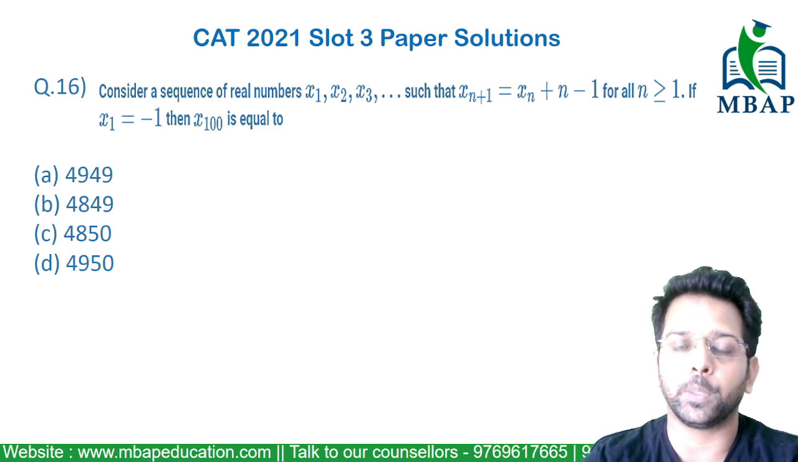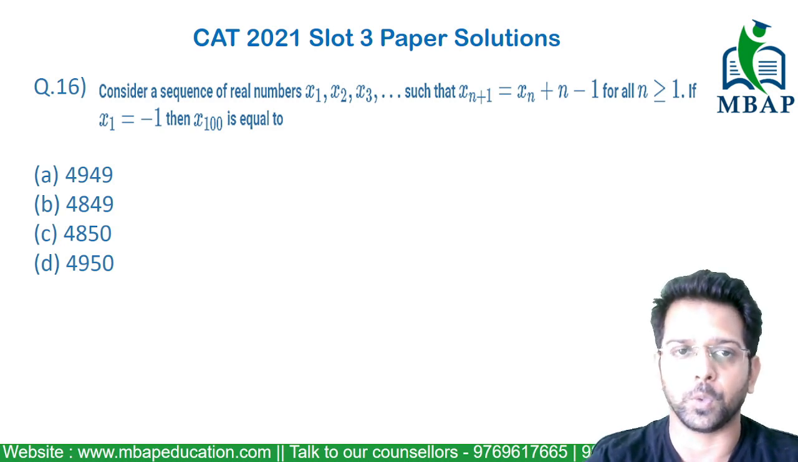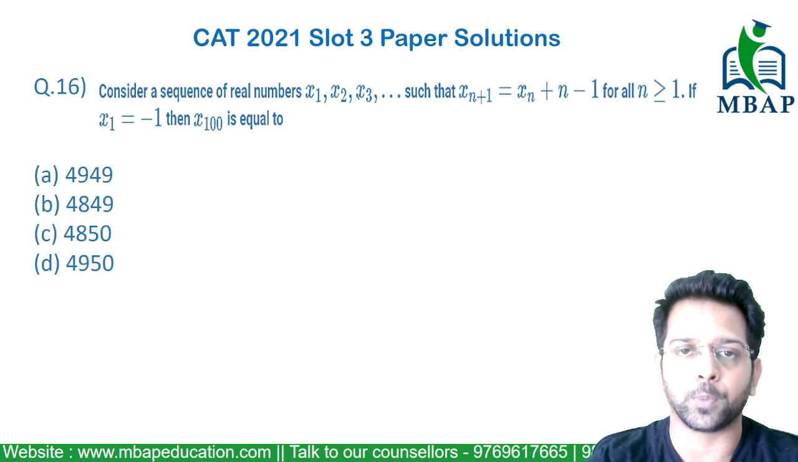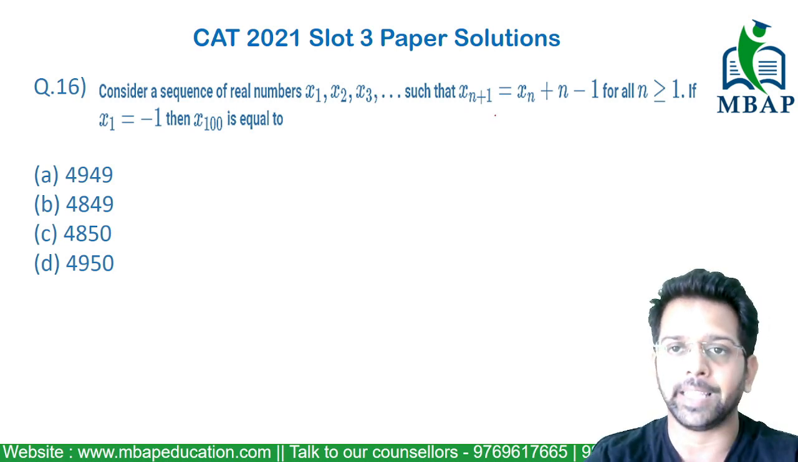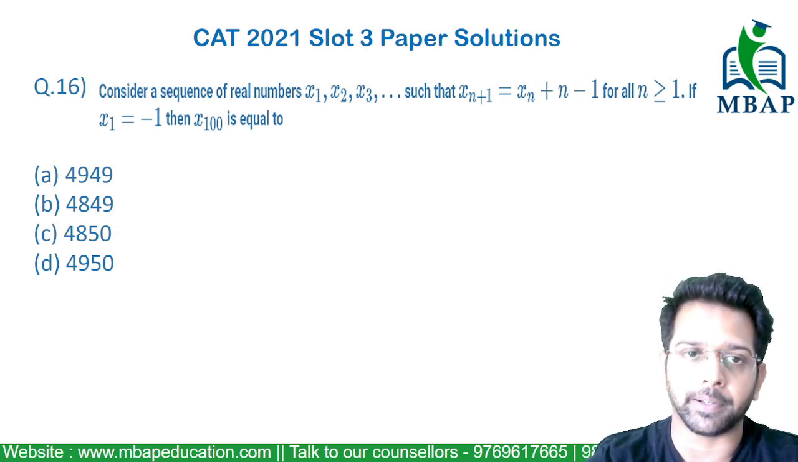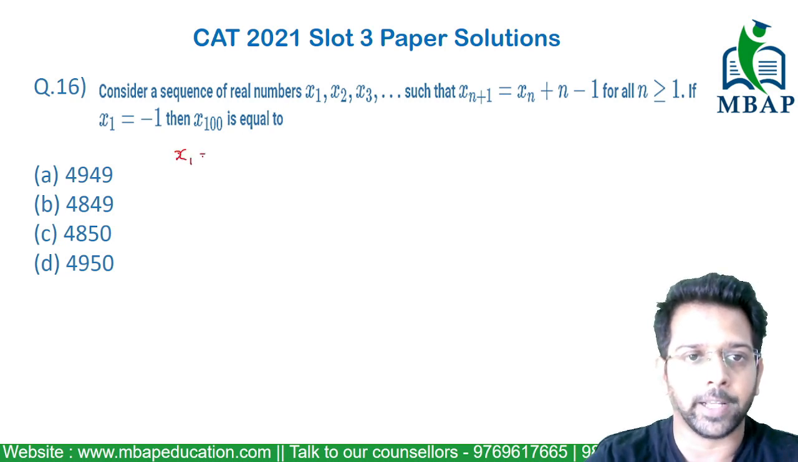The question is a sequence and series based chapter, so you'll find some logic here. It says, consider the sequence of real numbers x1, x2, x3 such that x(n+1) is equal to xn plus n minus 1, n is more than or equal to 1. x1 has been given to you as minus 1. x100 has been asked.